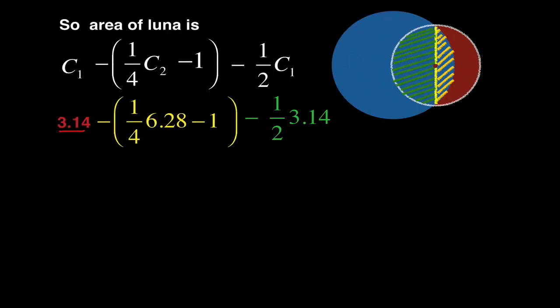This is the yellow part that I've got colored in, and this is the green. Let's subtract both of those pieces from circle.